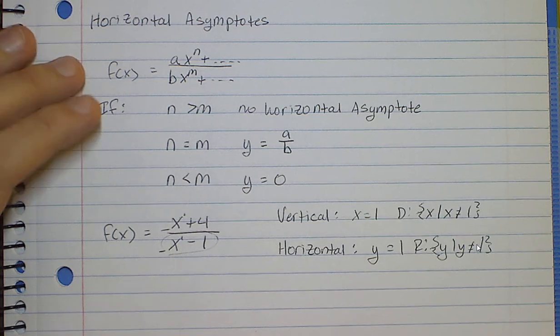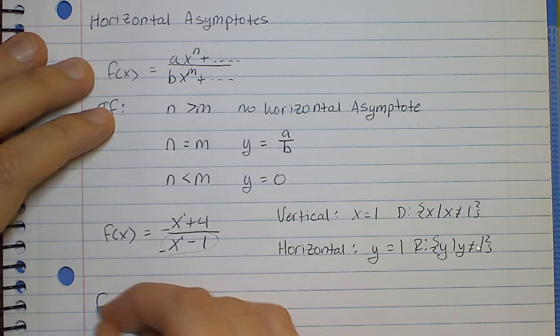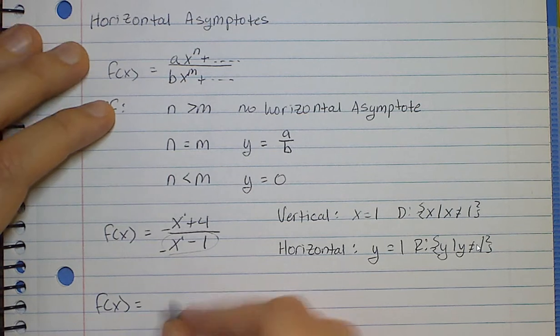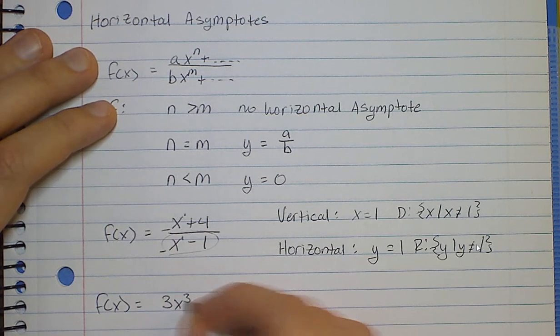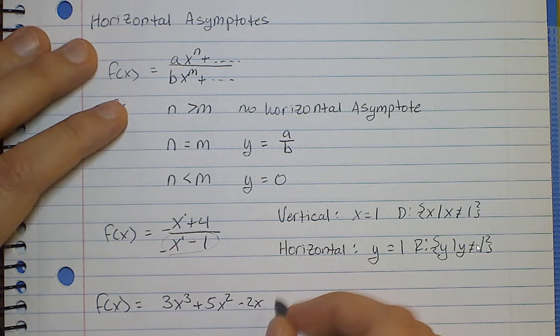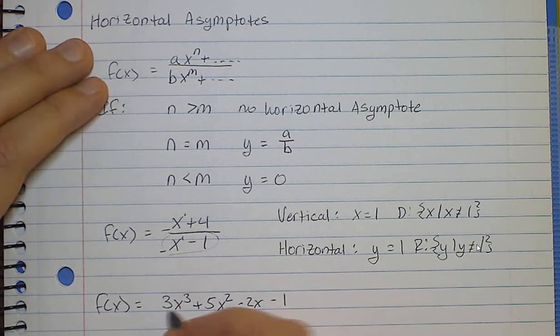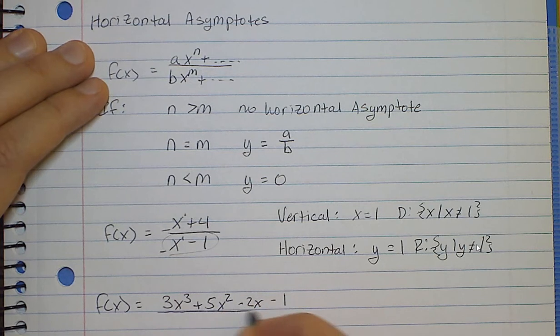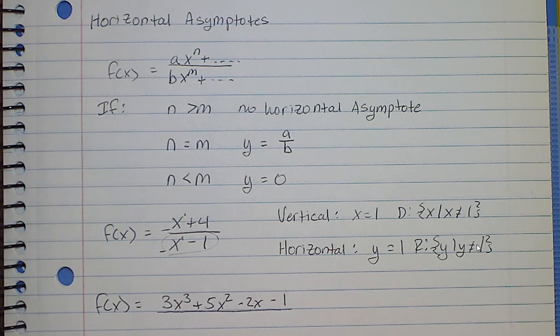Let's say we've got f of x equal to 3x cubed plus 5x squared minus 2x minus 1 all over, and let's say this is all over.